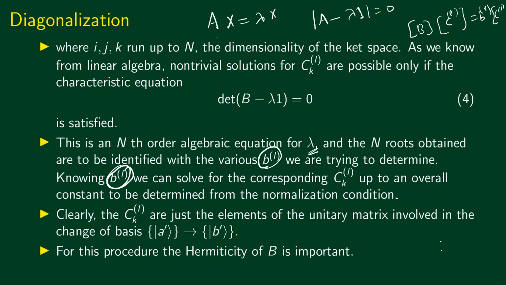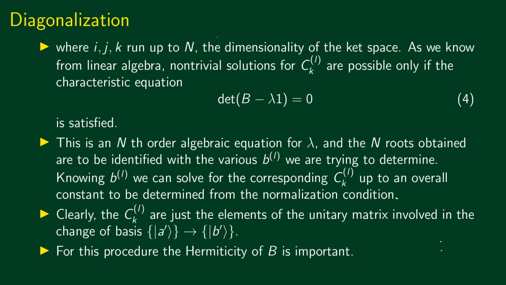These are the elements of the eigenkets, up to an overall constant to be determined from the normalization condition. You can fix this constant by demanding that these eigenkets are normalized to 1, as we always want. We demand that the inner product of b prime with b prime is equal to 1. That gives one more condition that allows us to fix this constant. So we can determine these eigenvalues and the normalized eigenkets using the usual rules for matrix algebra.